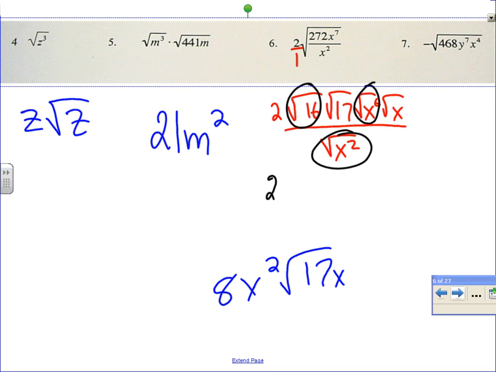So square root of 16 is 4, so 2 times 4. Square root of x to the 6 is x to the 3rd. Leave square root of 17x inside because they're not perfect squares. Square root of x squared is x. So 2 times 4 is 8. X cubed divided by x is x squared. You know what I mean? And I just did it by steps. You don't have to do this many steps. So Greta, you see why I did that now? Nathan S.